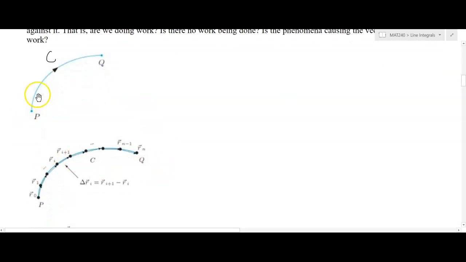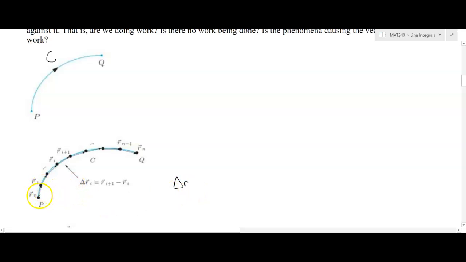Now that curve itself is great, but we need to work with vectors. So what we're going to do is break it up. We're going to put a bunch of equally spaced points on that curve, and between any two adjacent points, we're going to draw a vector. That is the displacement vector, delta r, the change in your position vector.